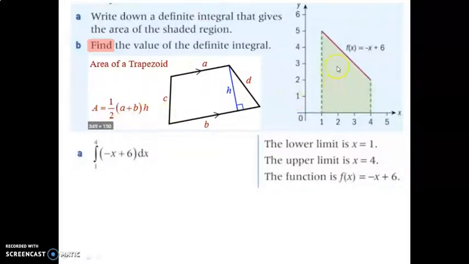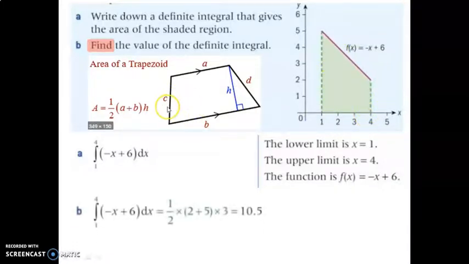So here, if you look at it, where are the bases? This purple line is not one of the bases. The two green dotted lines are the bases because those are the parallel sides. So those are your two bases. Your height would be from base to base. Okay, so find the area of this trapezoid.